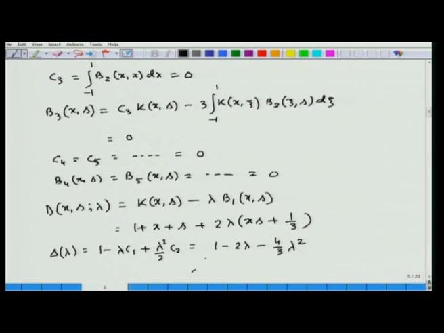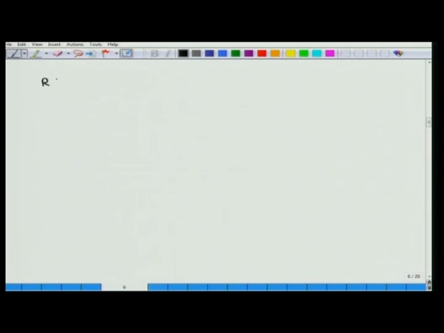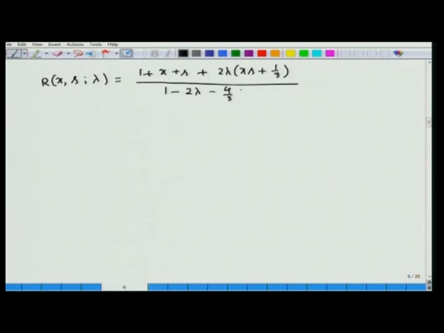So, in case this Δ(λ) is not equal to 0, assuming Δ(λ) not equal to 0, we can obtain the corresponding resolvent kernel R(x, s; λ). This is equal to (1 + x + s + 2λ(xs + 1/3)) divided by (1 − 2λ − (4/3)λ²). So, this is the resolvent kernel, the Fredholm resolvent kernel obtained by the Fredholm method.